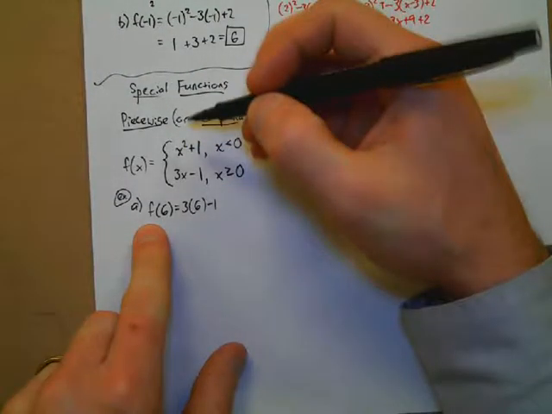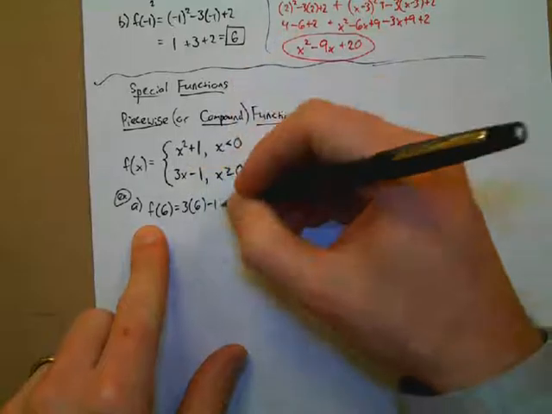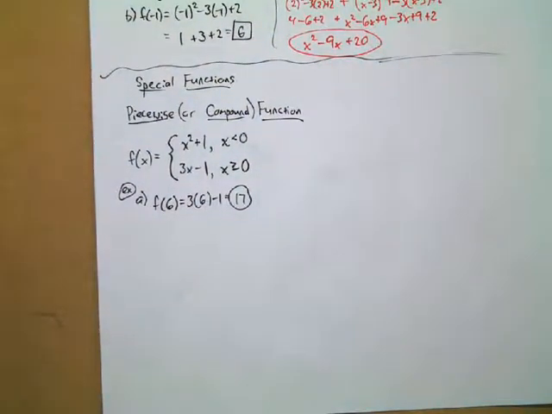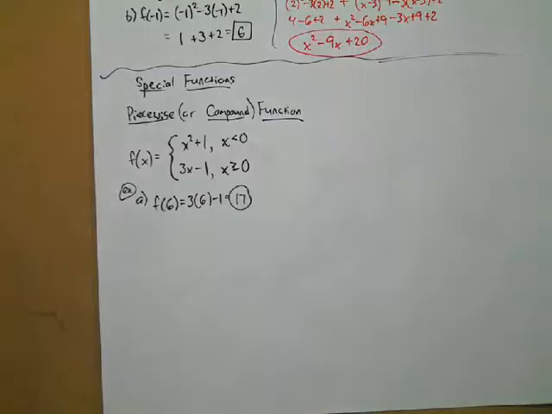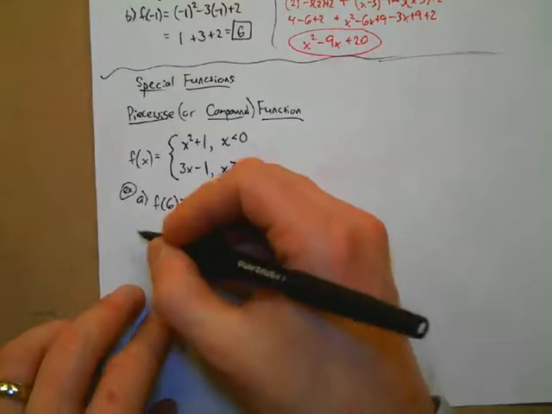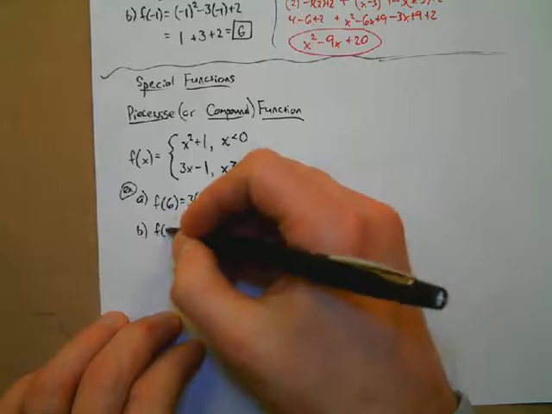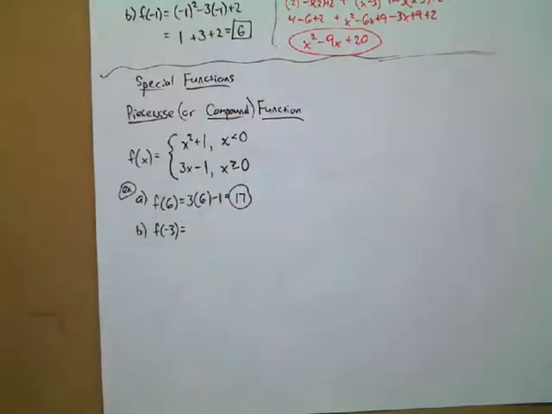Okay, that's right. Let's try another one here. How about f of negative 3? Anybody? Top or bottom? Goes to the bottom? Ooh. Top. That's right. Okay, negative 3 is less than 0, so it'll be negative 3 squared plus 1.